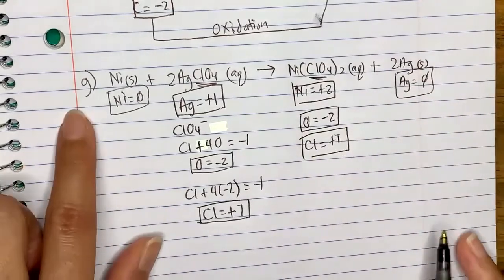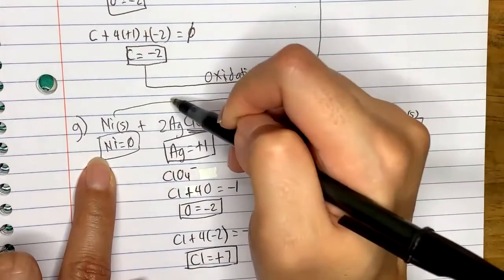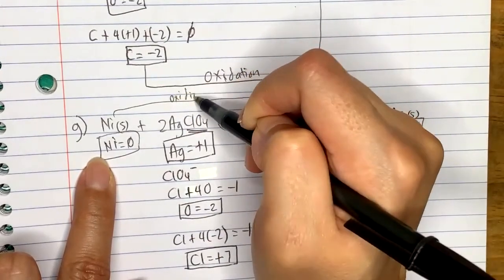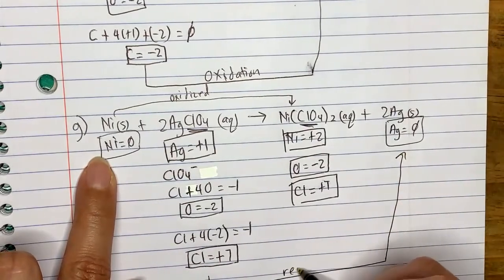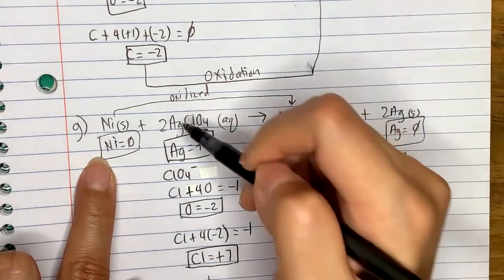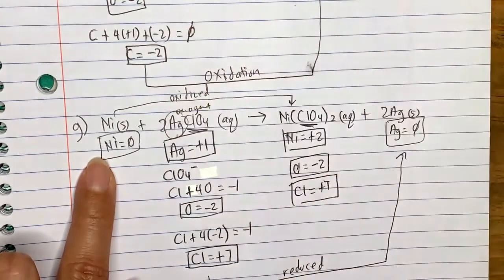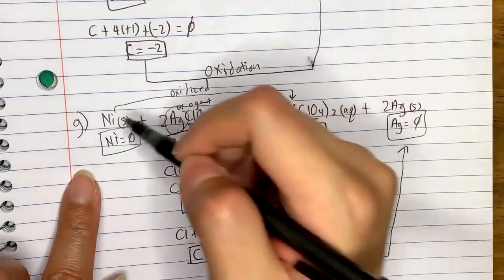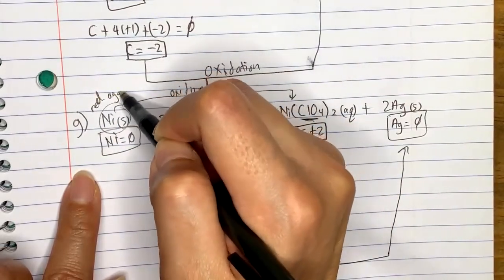Okay, but what's changing? The nickel has now been oxidized, and the silver has been reduced. So silver is called what? The oxidizing agent. Okay? Nickel is called what? The reducing agent.